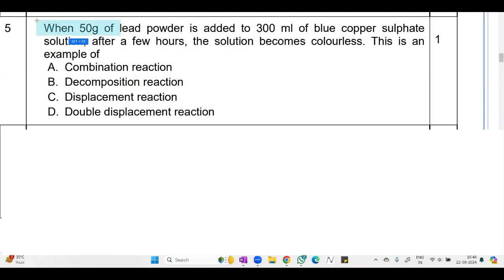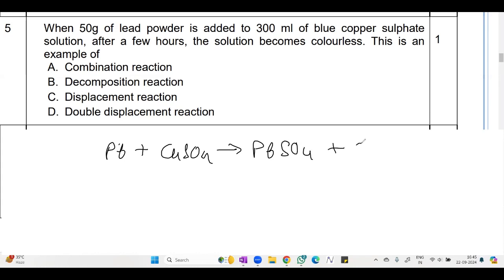In question number 10, it says when 50 gram of lead powder is added to 300 ml of blue copper sulfate solution, after a few hours the solution becomes colorless. Obviously, a reaction is taking place. That's how we know, from the change in color. So lead, Pb, plus copper sulfate, CuSO4, gives lead sulfate, valency being 2, so it should be PbSO4. Valency of both is 2, and copper is released.